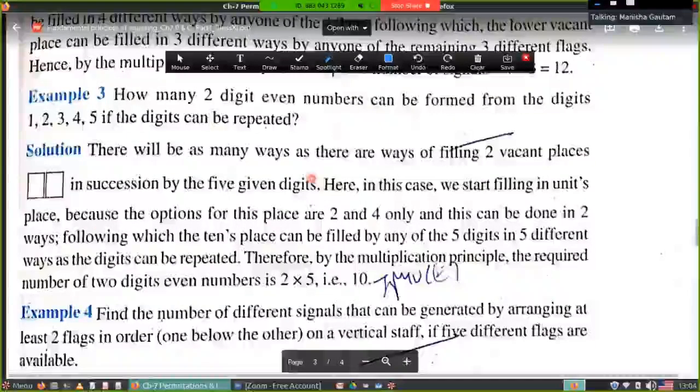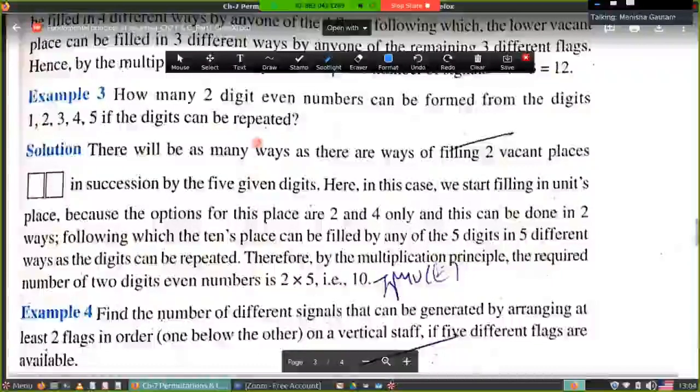There will be as many ways as there are ways of filling 2 vacant places in succession by the 5 given digits. Here in this case, we start filling the unit place because the options for this place are 2 and 4. As I told you, 2 and 4 are the only 2 digits to fill the ones place. This can be done in 2 ways, following which the tens place can be filled by any of the 5 digits in 5 different ways, as a digit can be repeated.